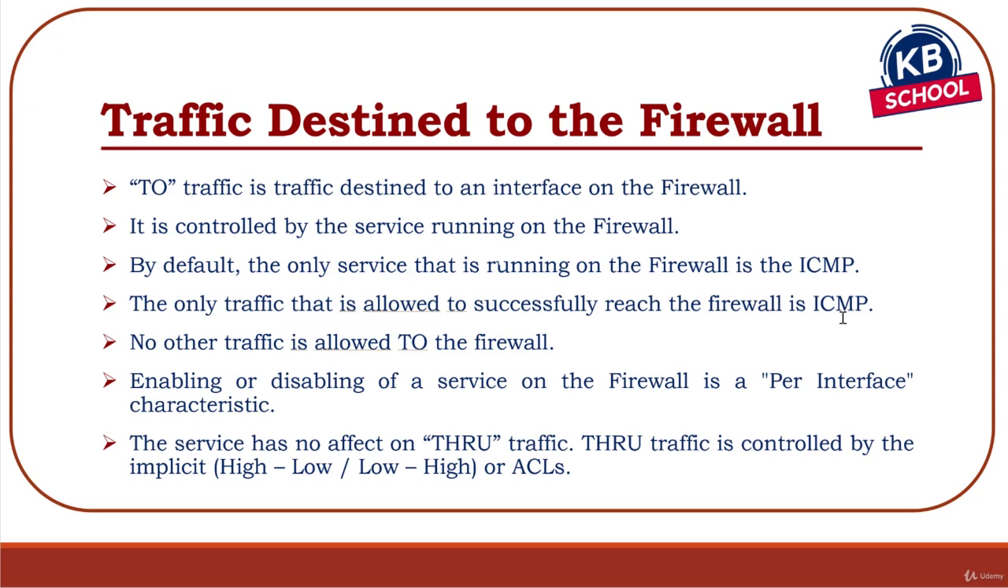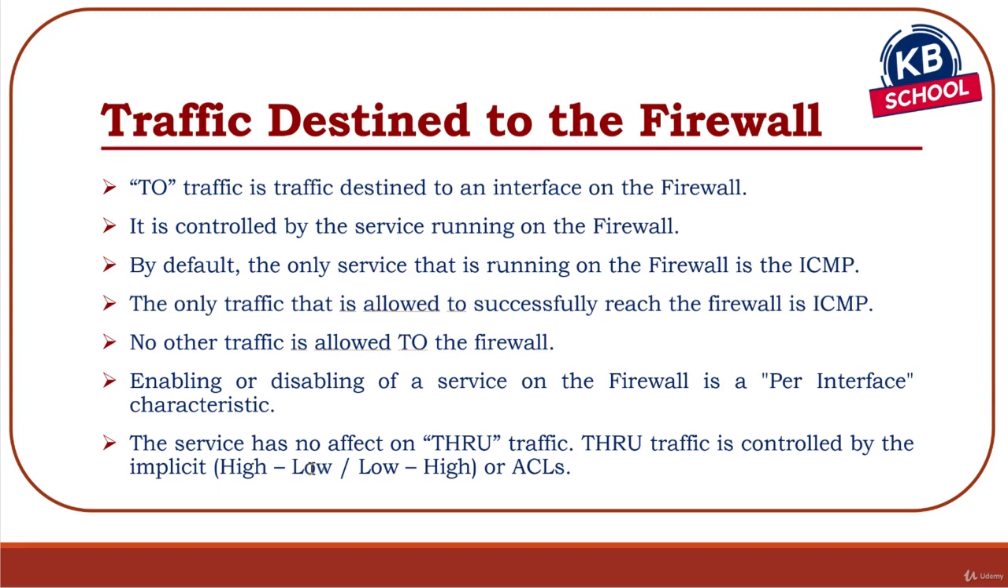And this service, when you enable or disable it, is done on a per interface basis. So when I enable or disable ICMP, I need to specify that I want to enable or disable it for a particular interface. No other traffic by default is allowed to the firewall except for ICMP because that's the only service that's enabled. So I can have different policies for the outside interface or the inside interface. It is always per interface. Whatever I do with a service will have no effect on your through traffic.